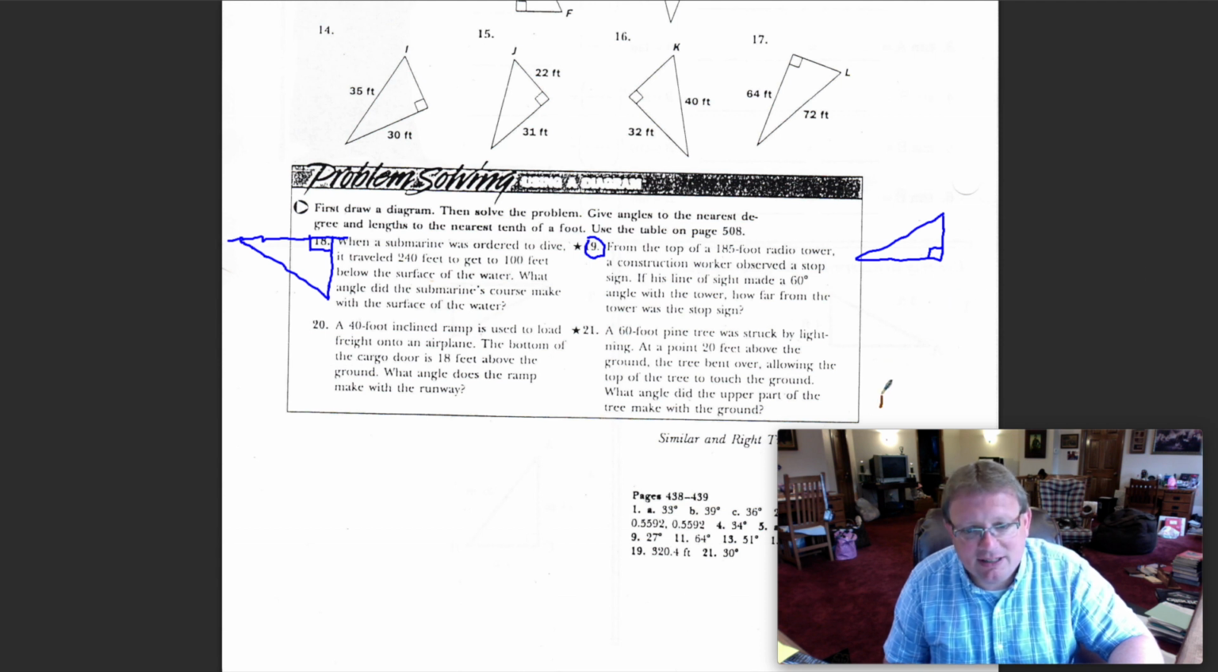And 21, hopefully we don't have any big storms. But it says you had a 60-foot pine tree. And then it cracked over. So this part of the pine tree fell over. So it goes up and it fell over.